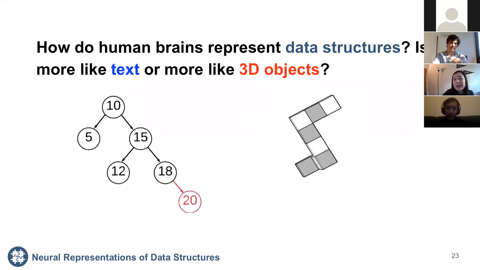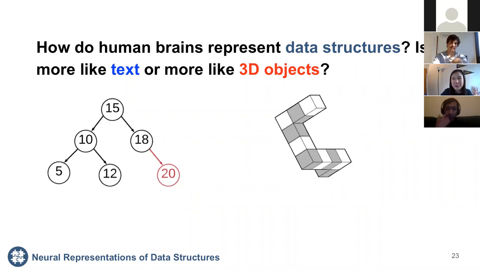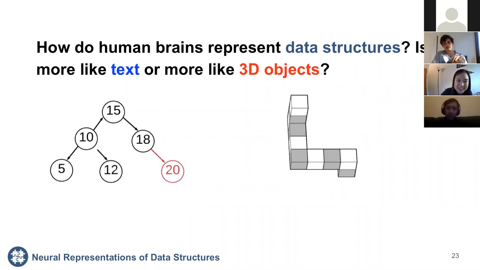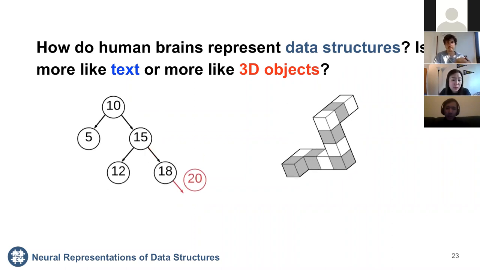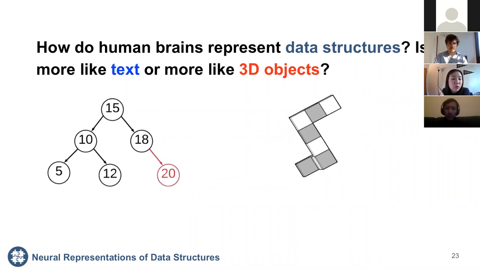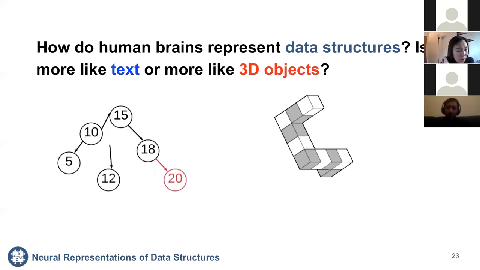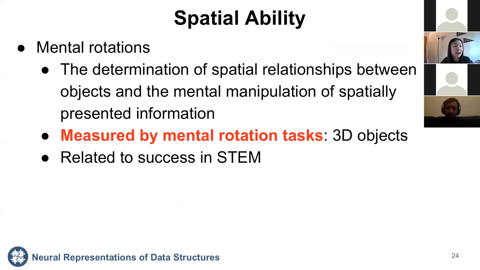We may have learned about data structures when we were taking a data structure class in undergrad and already know the formalism for them. But the question is, what is the formalism for rotating 3D objects? Well, in psychology, we call this spatial ability. It refers to the determination of spatial relationships between objects and the mental manipulation of spatially presented information. For example, the claw machine we mentioned before, in the hypothesis, largely involves spatial ability.